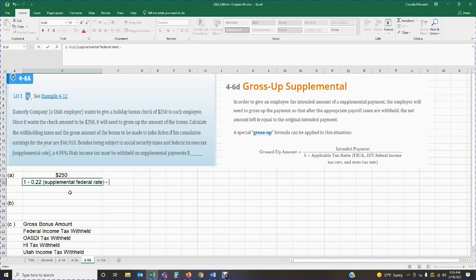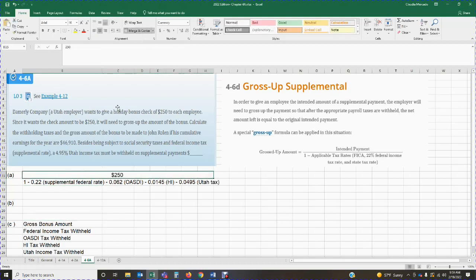We're going to subtract 0.062, which is for OASDI. I'm going to subtract 0.0145 for HI. And I'm going to subtract 0.0495 for the Utah tax rate. Let me margin center this. There we go. Let me put an underline right here.